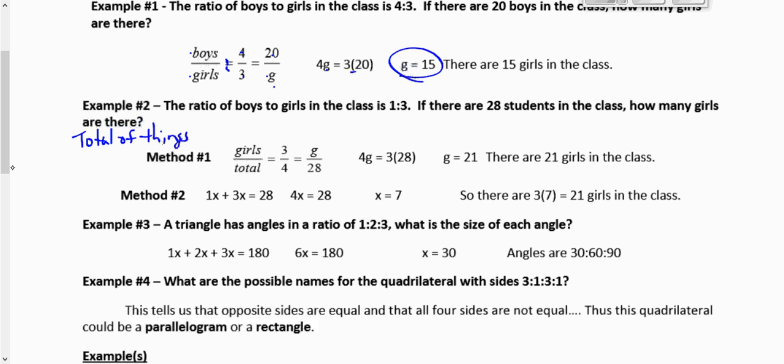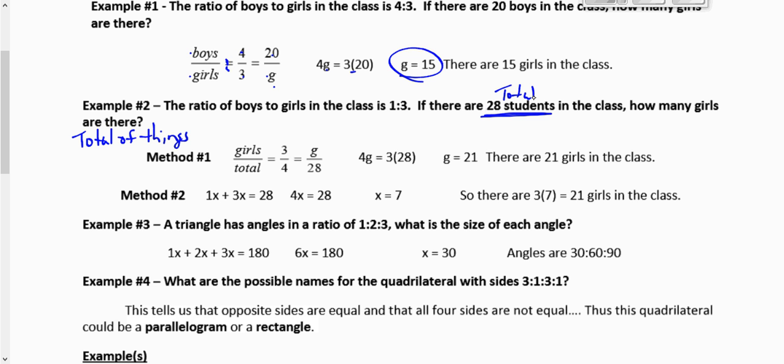How is this a total of things? Ratio of boys to girls is 1 to 3. There are 28 students in the class. Now they're not telling you that there's 28 girls, right? See how this one's a little different? They're giving you a total. Okay?